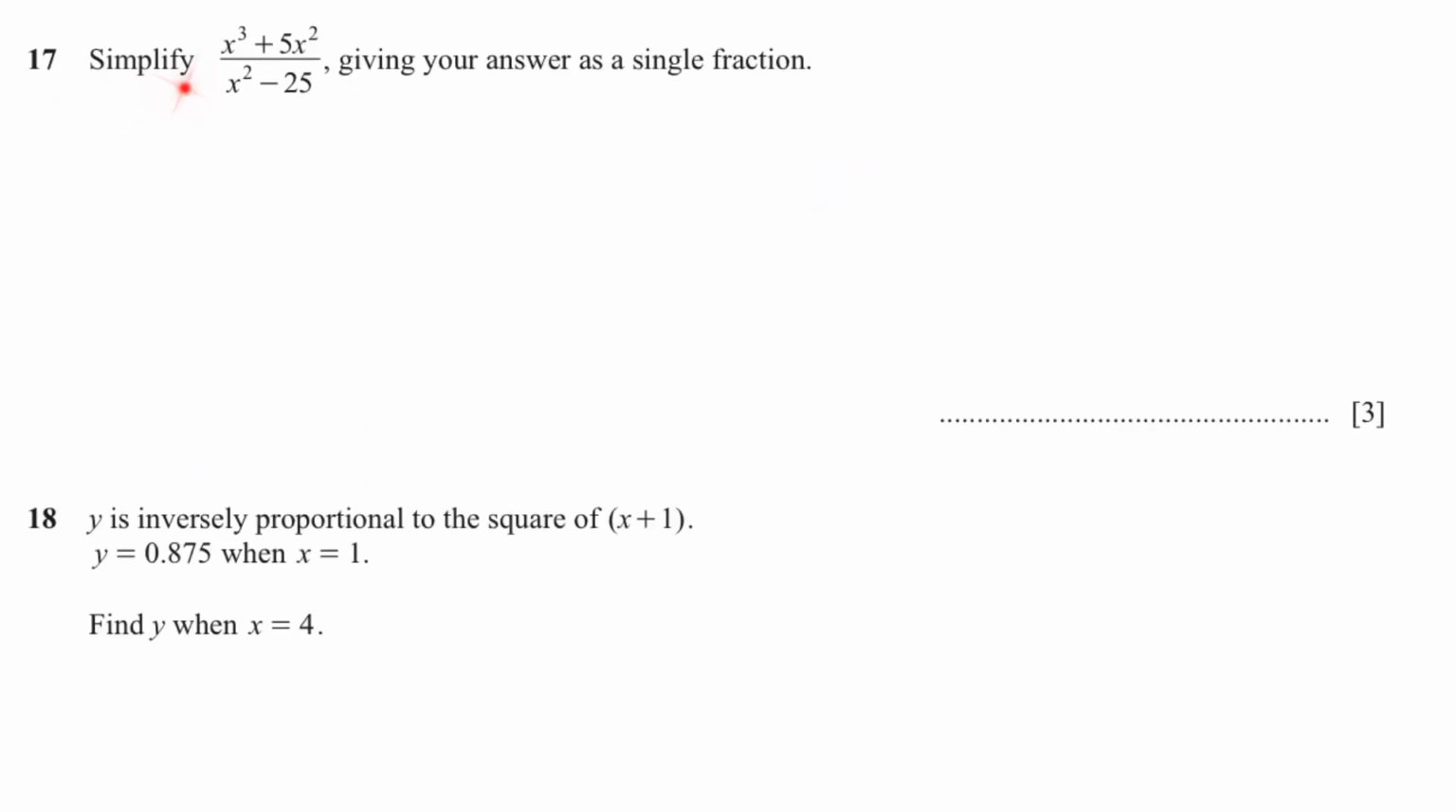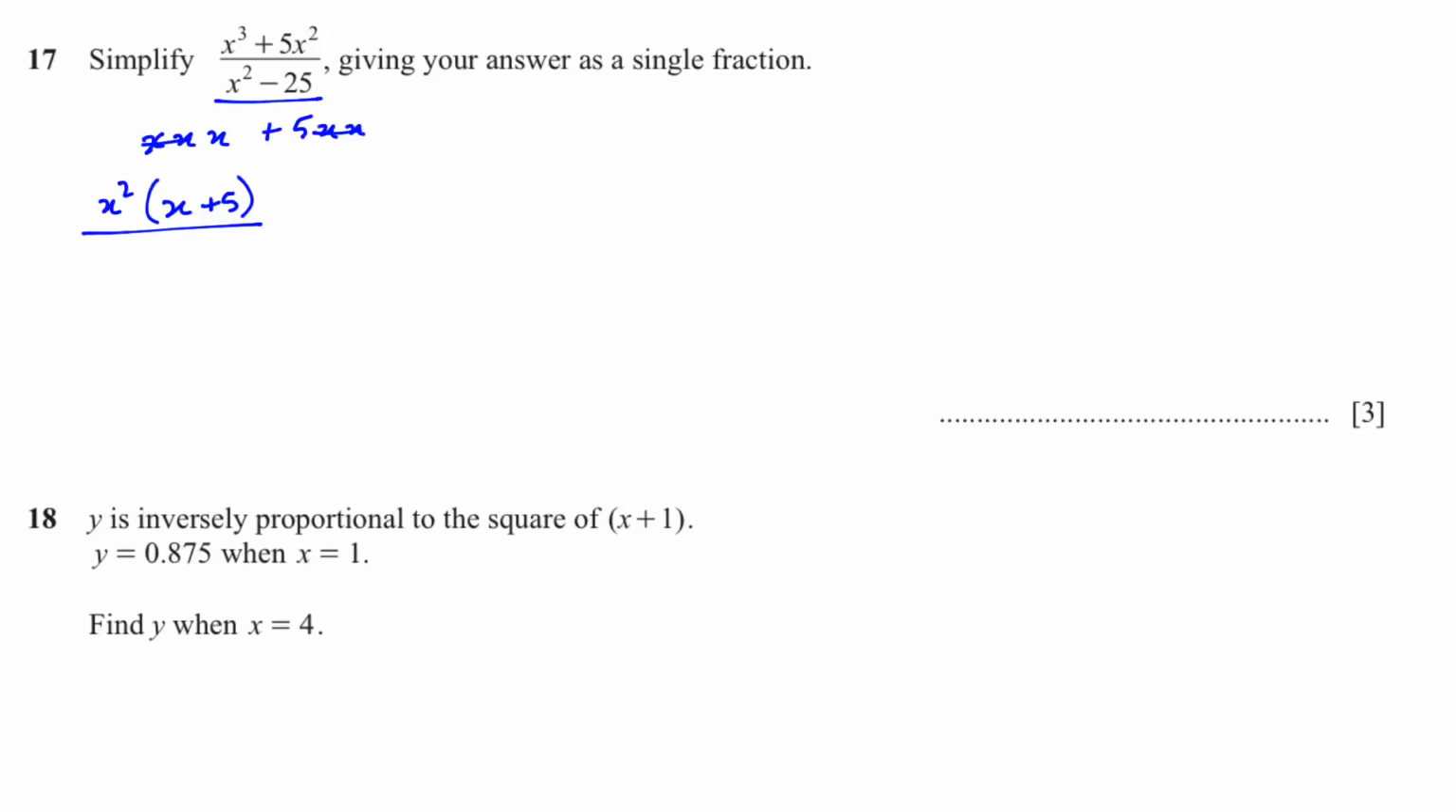This is a simplification question. We have an algebraic fraction and we also need to factorize it. So if you factorize the top, you can see that there are 3 x's and 2 x's. So if you remove the 2x out, what will you be left with? x plus 5, and there's an x square out. And in the denominator, you have x square minus 25.